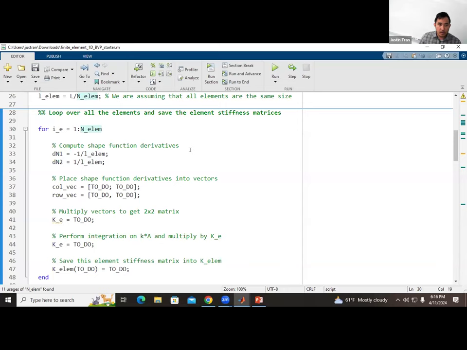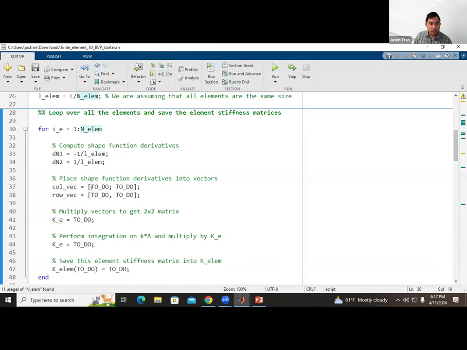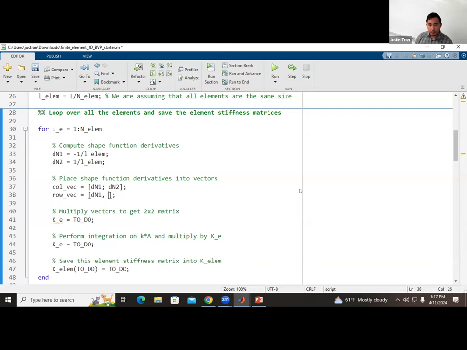Next thing we're going to do is form our vectors here. The first thing we're going to form is the column vector. So the column vector is dn1 dx, dn2 dx. We're just going to drop that in here. So we have dn1. We're using a semicolon, because remember, a semicolon tells MATLAB to go to the next row. And this is going to be dn2. Next, we're going to have the row vector. So the row vector is going to be dn1. We're using a comma in this case, because a comma tells MATLAB to stay on the same row of the matrix. And then dn2.